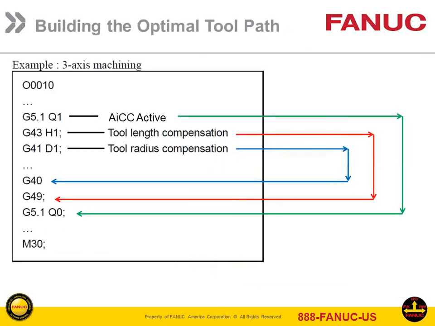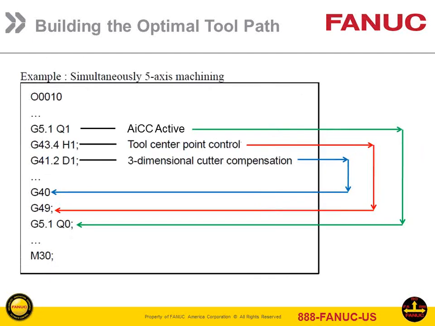And again, just to talk about building the optimal toolpath, this is just showing a 3-axis machining example. We have G5.1 Q1, where it turns on AiCC. The G43 calls up your tool length. G41 is tool nose radius compensation, and then you turn it off at the end.